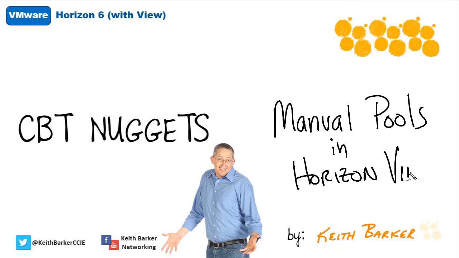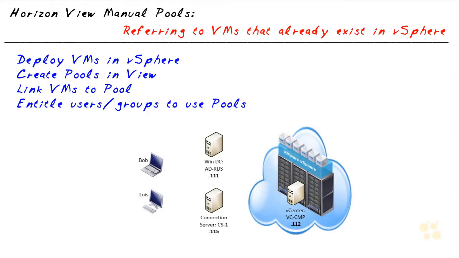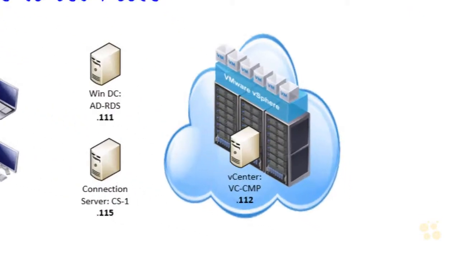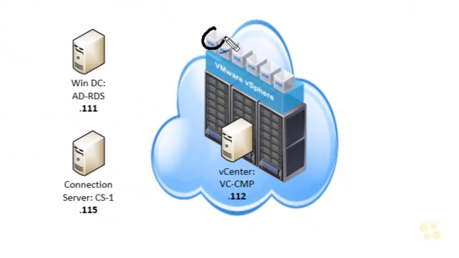Manual pools in Horizon View. Let's jump in. One of the challenges we're going to face in a View environment if we're using manual pools is that we have a certain amount of virtual machines over here in vSphere. Let's say we deployed those all using the template, so they're all perfect and ready to go.